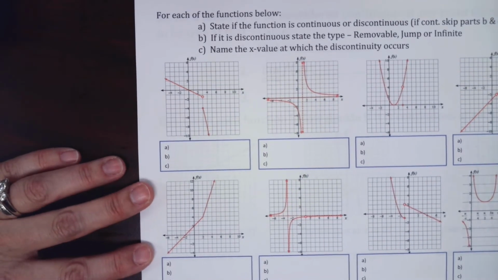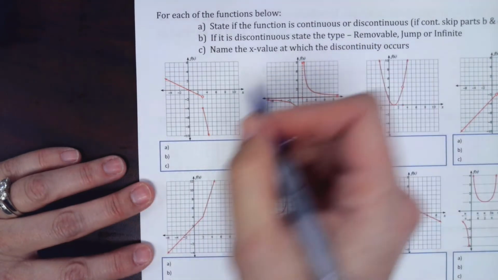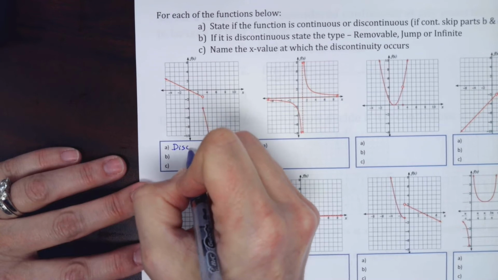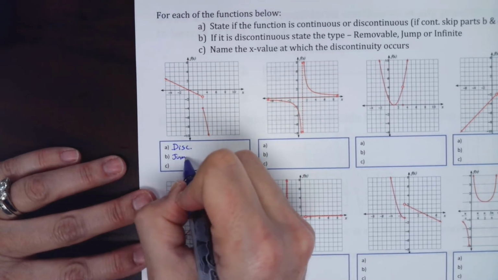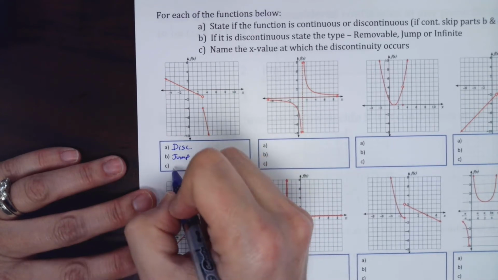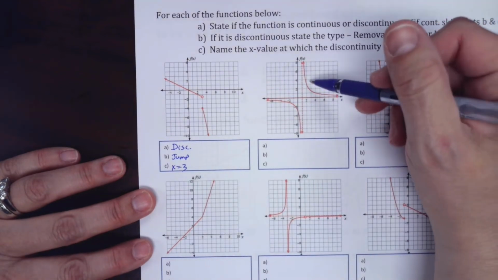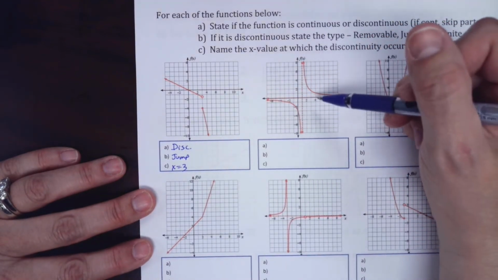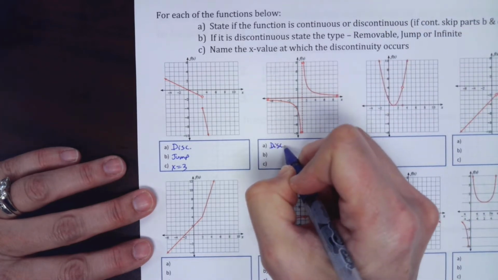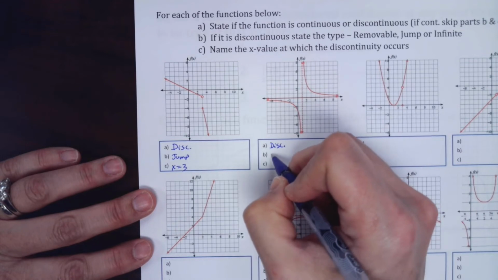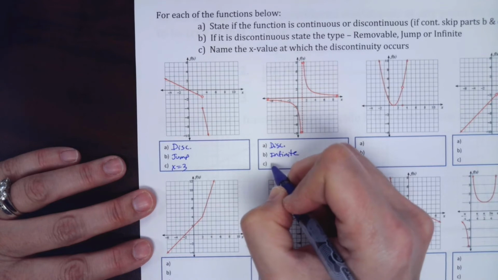Okay, so this right here, this gap, so that's a jump discontinuity. So this function is discontinuous. Okay, it's discontinuous, and there is a jump discontinuity, and I see that happening at x equals 3. Okay, all right, right here, I see the graph going off to infinity, positive and negative. There is an asymptote, a vertical asymptote. So this is discontinuous. The type of discontinuity would be an infinite, and this happens at x equals 1.